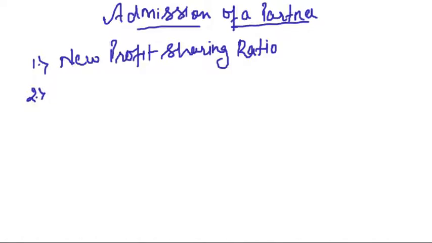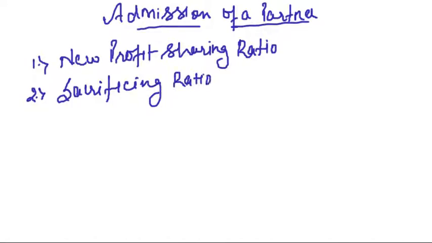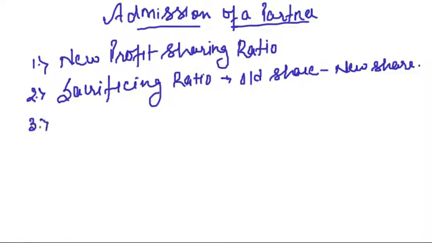Then we discussed sacrificing ratio. What is the sacrificing ratio? The ratio in which all partners sacrifice their share of profit. How do we calculate this? Old share of the partner minus new share. This comes to sacrifice. Clear?